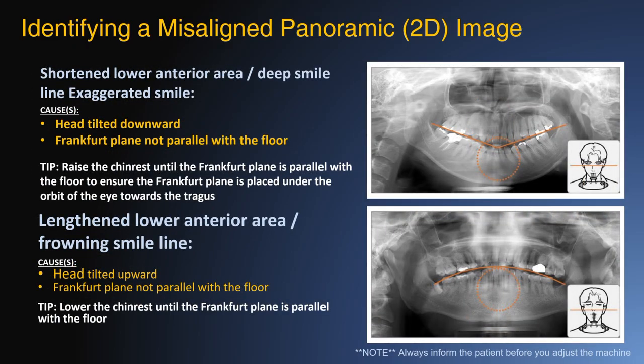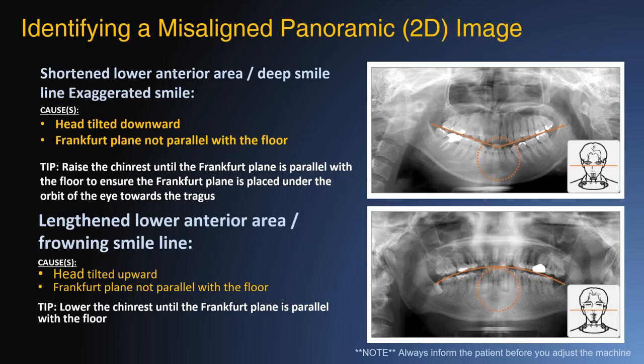Shortened lower anterior area or deep smile line, an exaggerated smile. The cause of this is that your patient's head is tilted downward, which means that the Frankfurt plane is not parallel with the floor. To fix this issue, have the patient raise the chin rest until the Frankfurt plane is parallel with the floor, to ensure the Frankfurt plane is placed under the orbit of the eye towards the tragus.